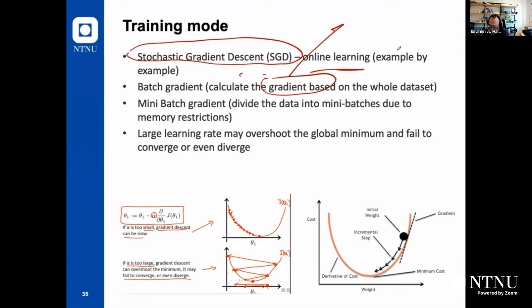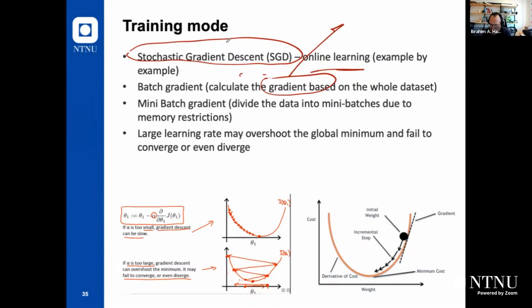So in case of online learning, if you have a data set that consists of 100 data points, you will adjust the weights 100 times each iteration, right? But in case of batch gradient, for the same example, you will adjust the weights only one time each epoch. Mini batch gradient is something in between.